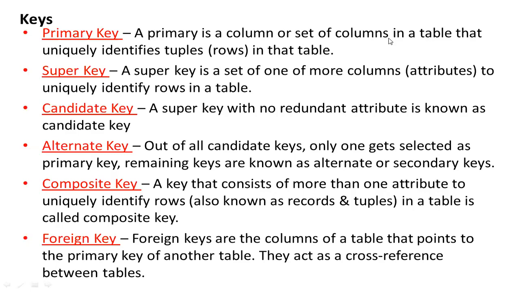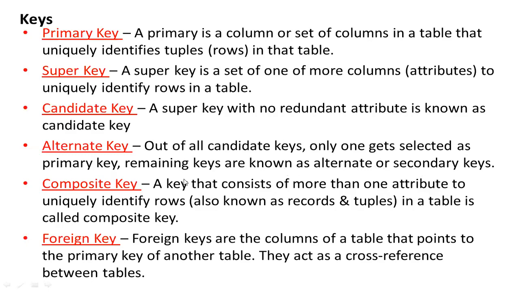Then alternate key. In the place of the primary key, you can choose any one of the other keys for accessibility. That is why we call it an alternate key. Out of all candidate keys, only one gets selected as the primary key. We already said what a candidate key is: a key without any redundant attribute. Among the candidate keys, if you choose any other attribute as another accessible key, then you can make it an alternate key, otherwise called a secondary key.